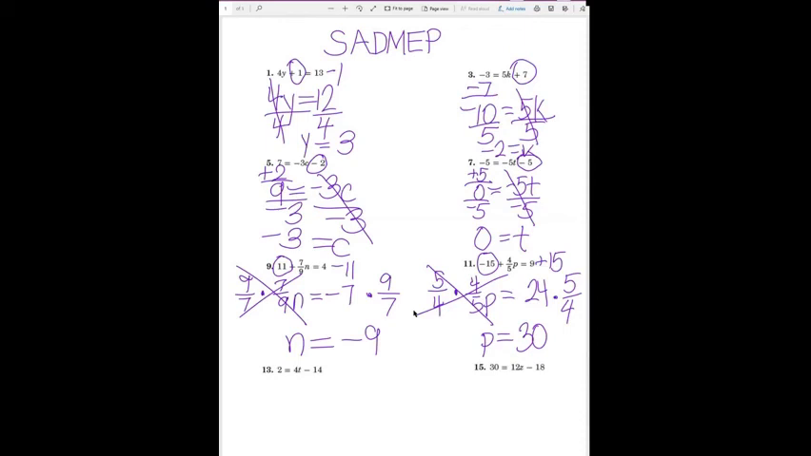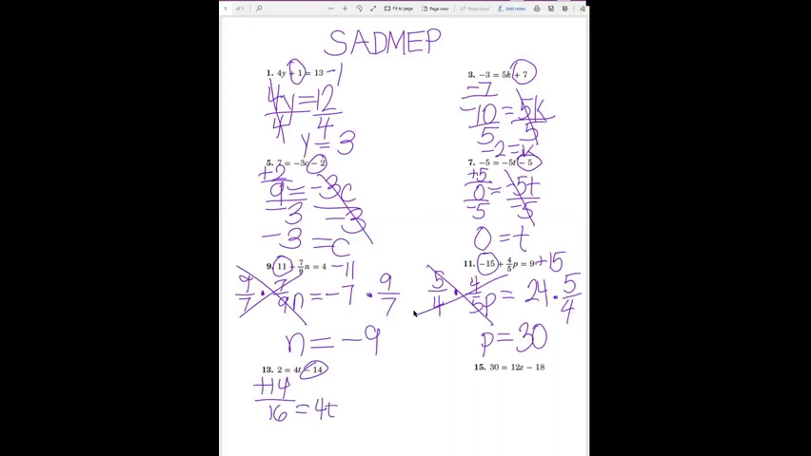Last two problems. Let's get these done. Number 13. 2 equals 4t minus 14. Using SADMEP, S stands for subtraction, circle the subtraction. When you move the -14 to the other side, we need to change it to the opposite. The opposite of -14 is +14. Go ahead and add those together. 2 plus 14 equals 16. Bring down your 4t.